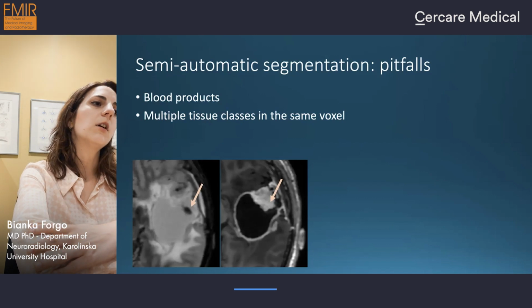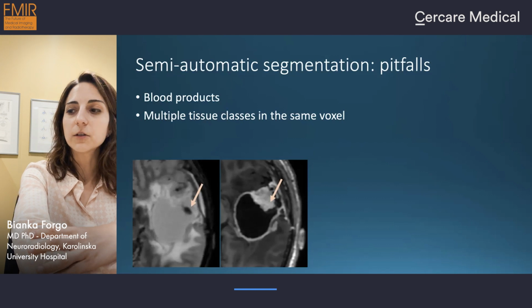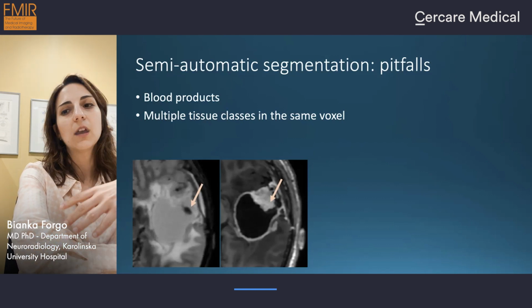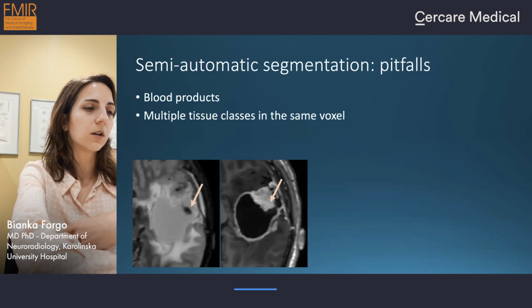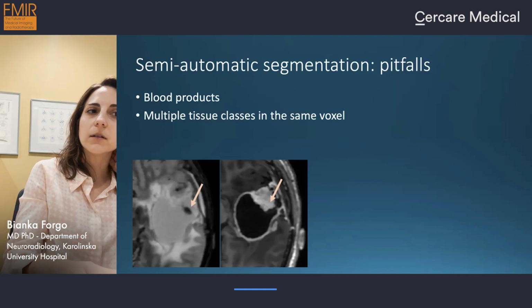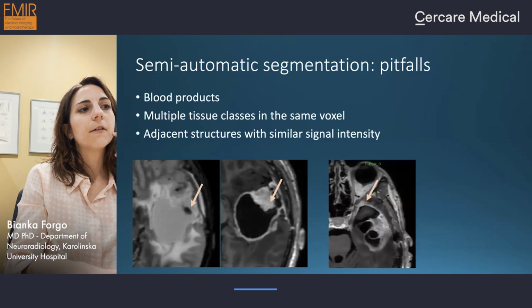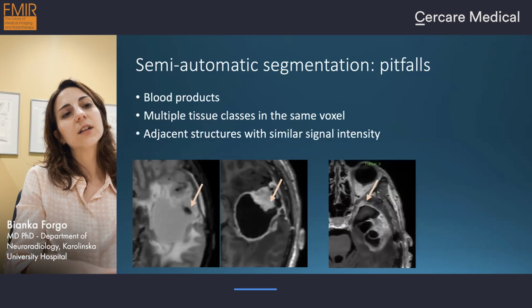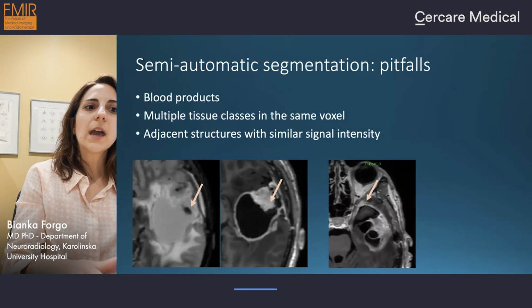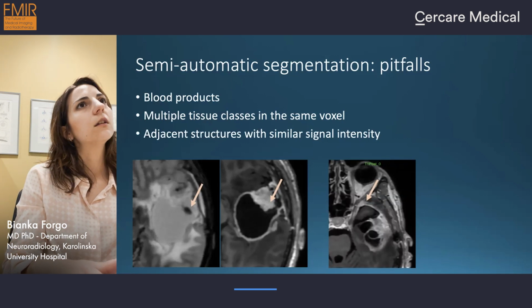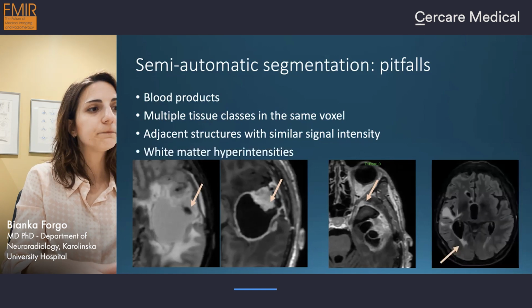Also, we have to remember that there can be multiple tissue classes in the same voxel. So the same voxel can include contrast enhancing tumor and some blood product and some protein and so on. So it's just important to keep it in mind. Also, we can have adjacent structures which have similar signal intensity as the enhancing region. So we have to manually remove those areas of the segmentation map.